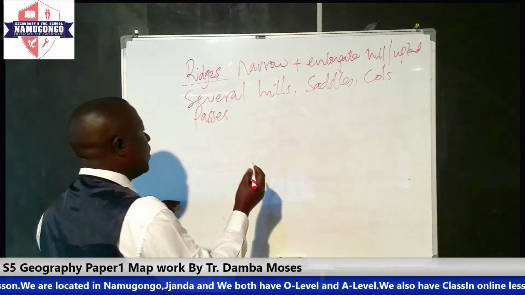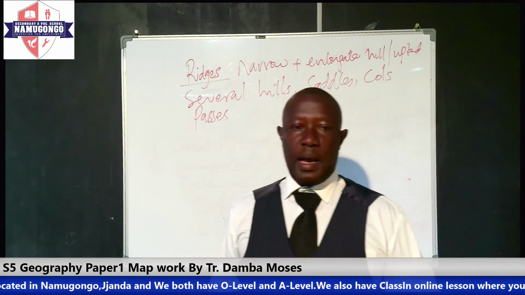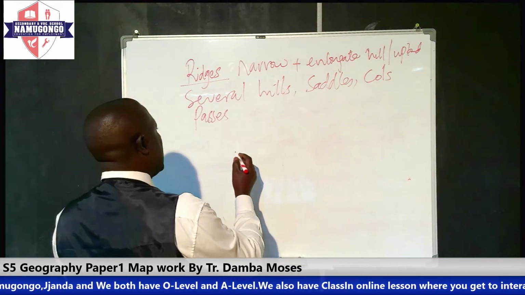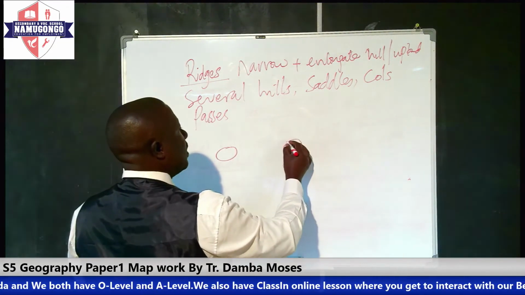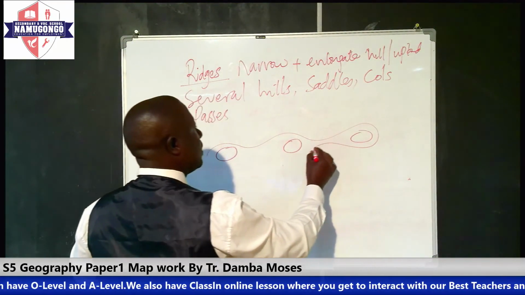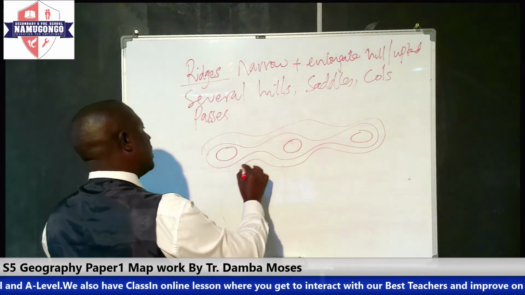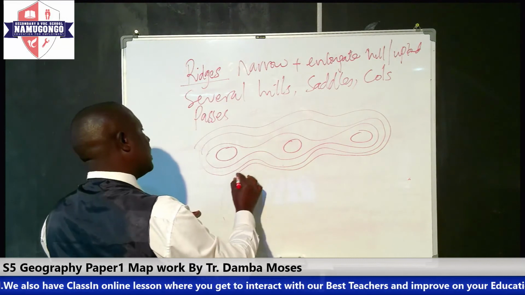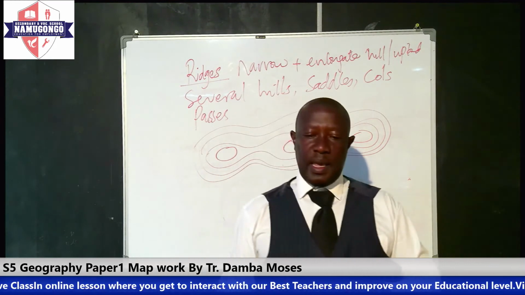Therefore, let's look at one of the ridges we have around Namugongo. This is Nsasa Ridge, Nsasa Chira Ridge. When you look at it, you'll find that it has around three hills. This is what we call a ridge: narrow and elongated or extensive. The other word for elongated could be extensive.